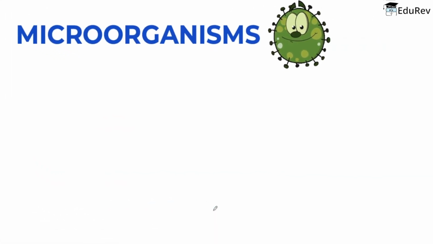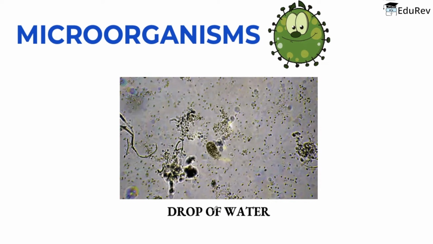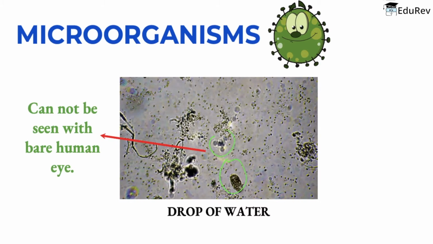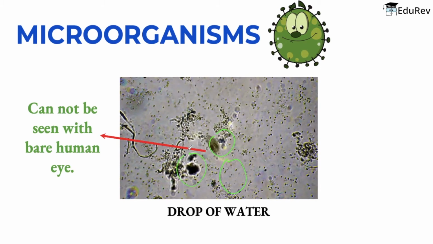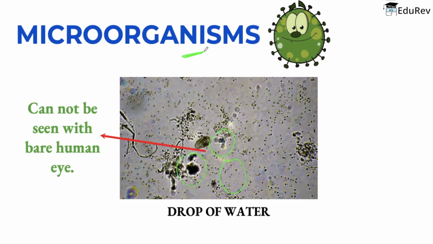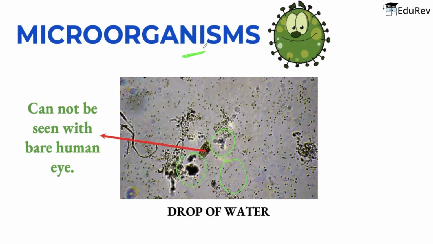Just tell me one thing, have you ever noticed a drop of water? If you observe a drop of water from a pond through a microscope, you will see a lot of tiny rounded structures, structures like these. Can you see these tiny rounded structures? If you haven't, then just go get a drop of water and observe it under a microscope. These tiny creatures are known as microbes or microorganisms, and they are all around us, and they are so small in size that they cannot be seen with the bare human eye.